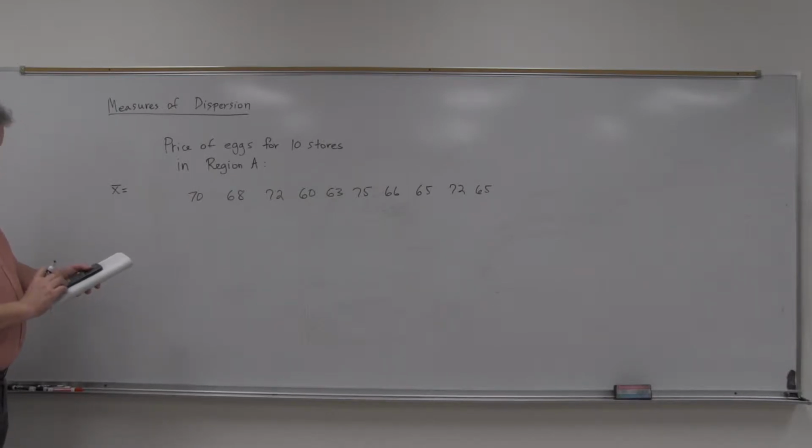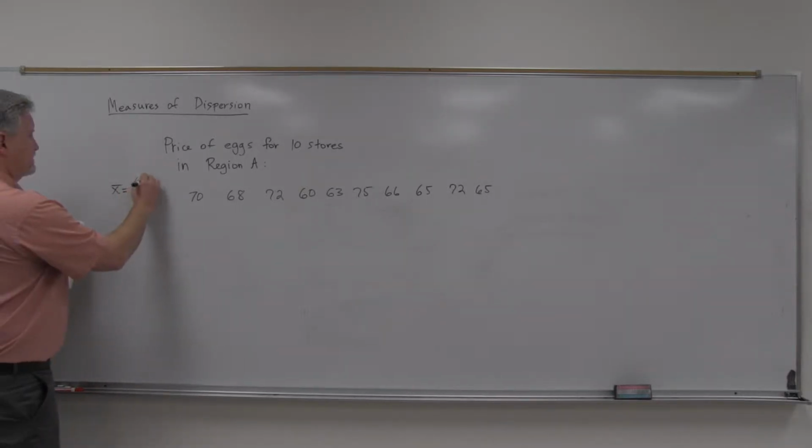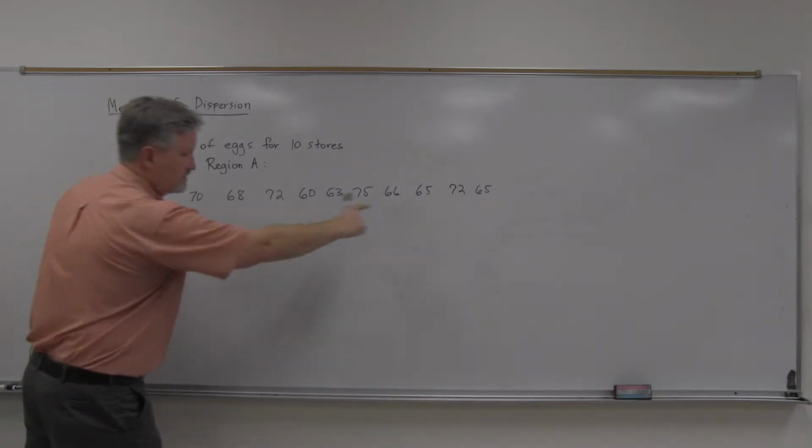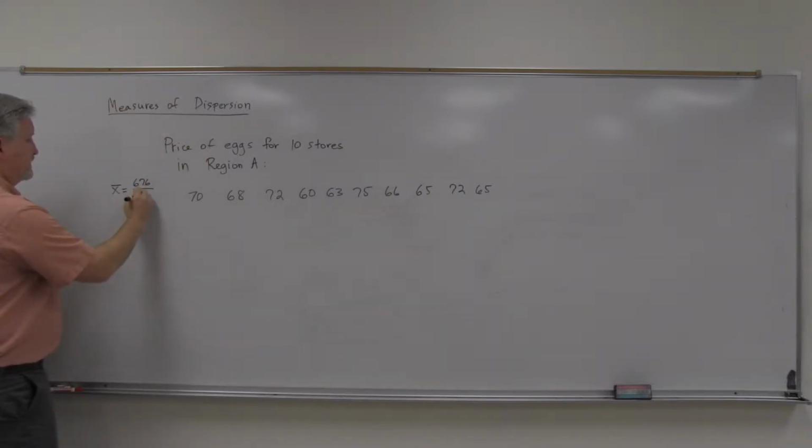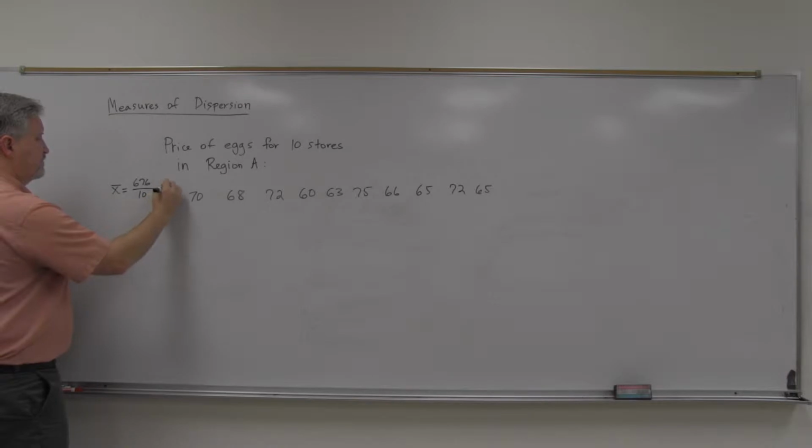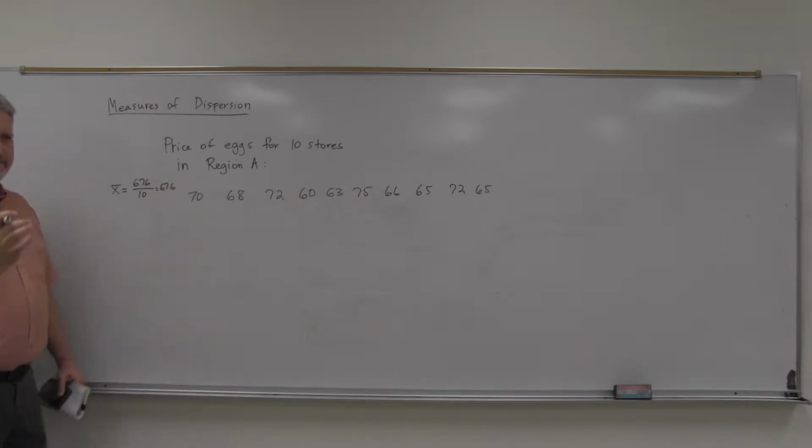70 plus 68 plus 72, 60, 63, 75, 66, 65, 72, and 65. Okay. I get that to be 676. Check me on that. 676 divided by the total number of values, which is 10, so 67.6 is the average.